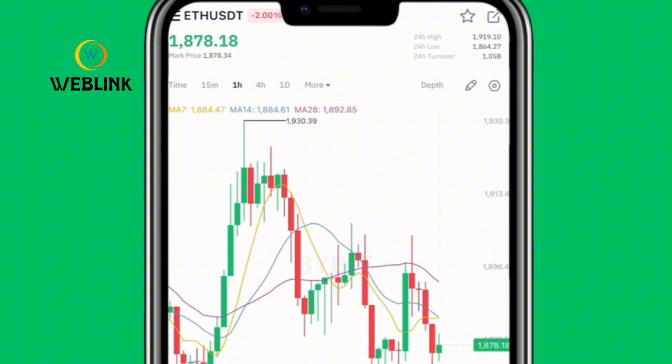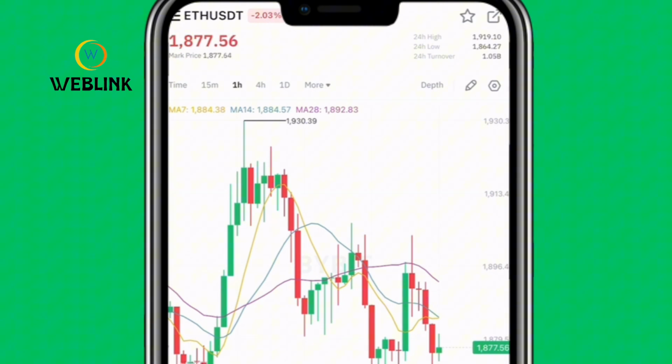This means that in the last 24 hours, ETH has gotten to as high as 1,919 USDT, while the lowest price it has gotten to in the last 24 hours is 1,864 USDT. That's the meaning of the 24H high and 24H low. Now, the 24H turnover also means 24-hour trading volume. That means the amount of that crypto people have traded in the last 24 hours.